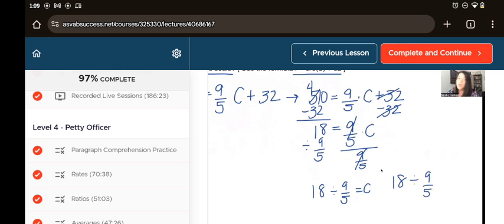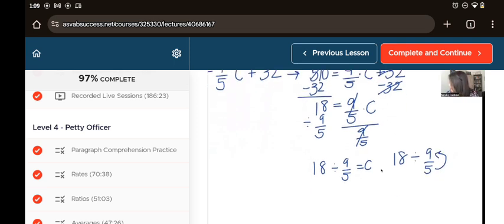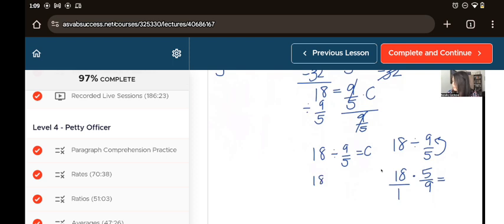Okay, so now we put the 18 over 1, we multiply. 18 times 5, I'm going to do that over here. Gives me 90. 18 times 5 is 90. Over 1 times 9 is 9. So 90 divided by 9 gives me 10. That's how I solved it. So that was a little funky maybe. Totally okay. But that's it. My answer is 10 degrees Celsius.